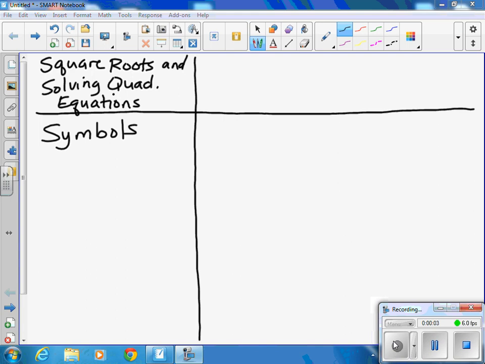All right, these notes are going to give you some more information regarding square roots and evaluating them this time instead of simplifying them, and then solving some quadratic equations. So I'm going to go back and recap some of the symbols we've been talking about since the new unit began, just to make sure that you're on the same page with me.